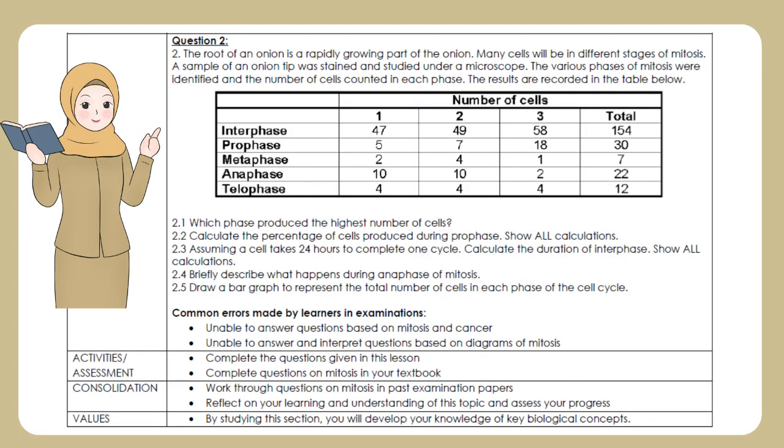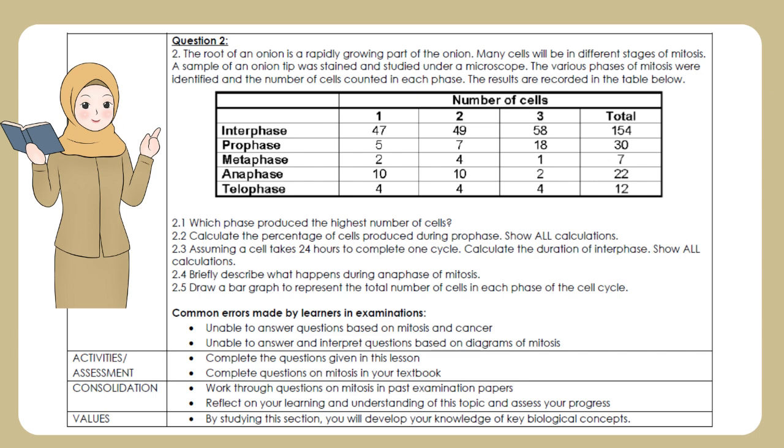Question 2. 2. The root of an onion is a rapidly growing part of the onion. Many cells will be in different stages of mitosis. A sample of an onion tip was stained and studied under a microscope. The various phases of mitosis were identified and the number of cells counted in each phase. The results are recorded in the table below.